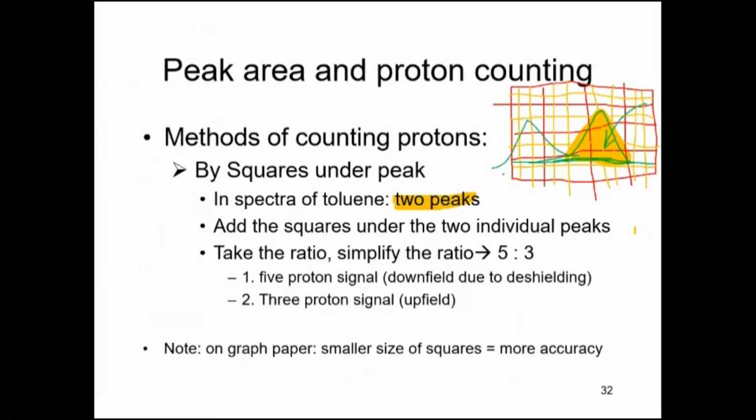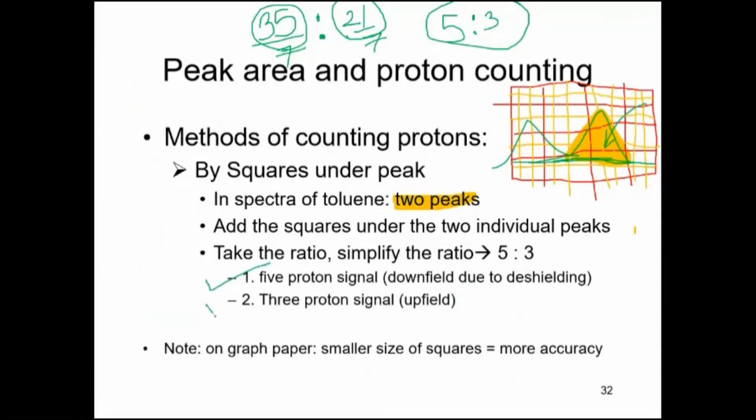Suppose in one peak there are 35 squares covered, and in the second peak, suppose 21 squares were covered. So what is the ratio? 35 to 21. If you simplify the ratio, it will become 5 to 3. Divide both numbers by 7. So this is the simplified ratio. I hope you got it. So you have two signals. In one signal there are 5 protons, and in the other signal there are 3 protons.